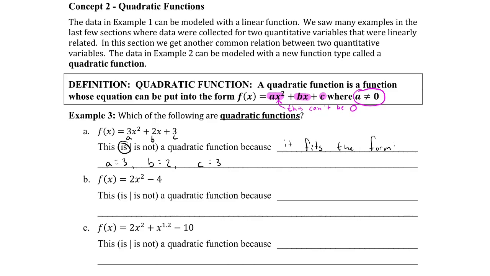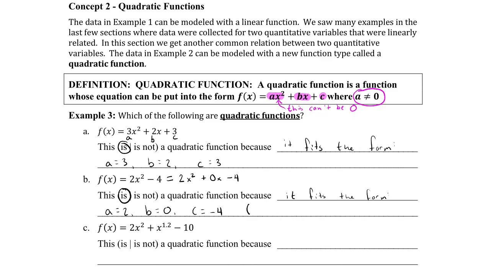Slightly harder to spot is f of x is 2x squared minus 4. We have to notice that this could be written as 2x squared plus 0x minus 4. We can always add in any term we like if we multiply it by 0, because anything times 0 is 0, and adding 0 doesn't change anything. So this is also a quadratic function, because it also fits the form. Here we have a equals 2, b equals 0, c equals negative 4.